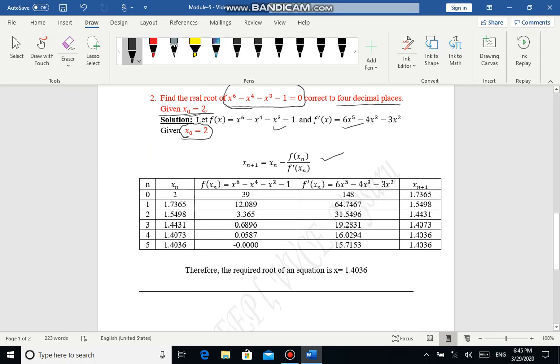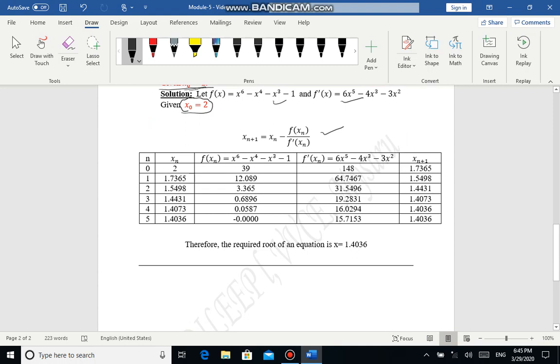So directly we can construct the table here: n, xn, f of xn, f dash of xn, and xn plus 1. So x naught is 2, so first consider that x value. So using these two, find out f of x and f dash of x, and substitute in the formula. The first iteration is 1.7365. Now replace the x naught by x1, that is 1.7365.